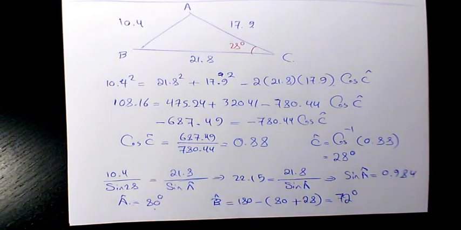So that's how we use Cosine Law and Sine Law in order to find out the missing length and missing angles.